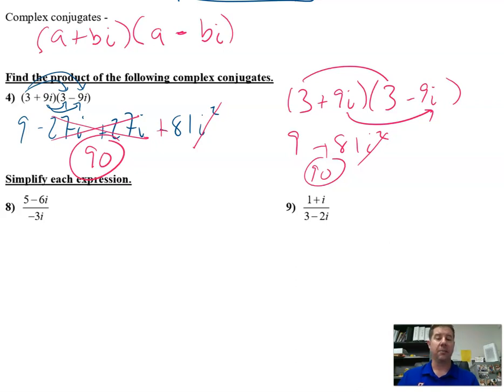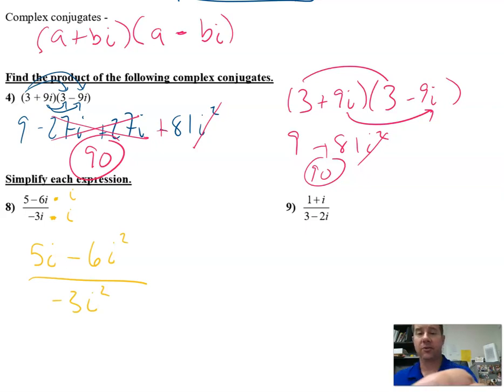If there is an i on the bottom, that negative 3 I'm okay with. It's just the i that I don't like. So I'm going to multiply the top and the bottom by i. On the top, when I multiply by i, I need to distribute. So I get 5i minus 6i squared. And on the bottom, I'm just going to get negative 3i squared.